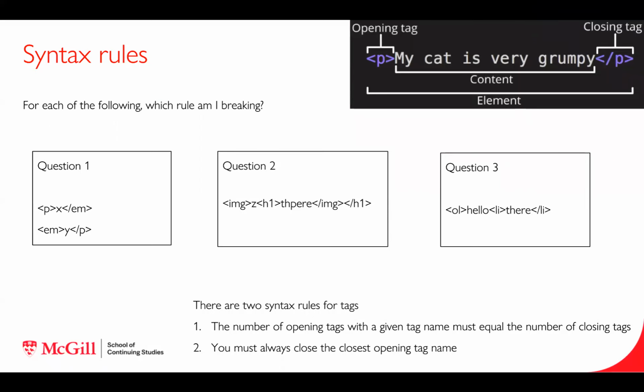Anyone else wants to try number three? Any other brave souls? We have two brave souls so far. Can we find a third brave soul? Hi. Hello. I'll try number three. Yeah, it's rule number one and two. Both. Because the amount of the tags is not equal: there's only one OL, and there's the LI and then the slash LI. And then rule number two is that you didn't close the closest opening tag, which is the OL. There's no closing tag on that.